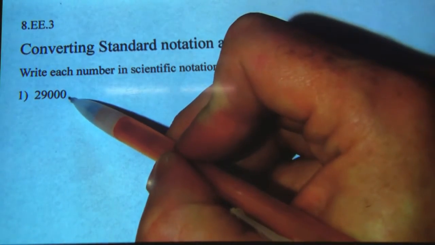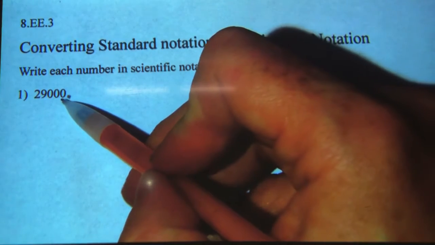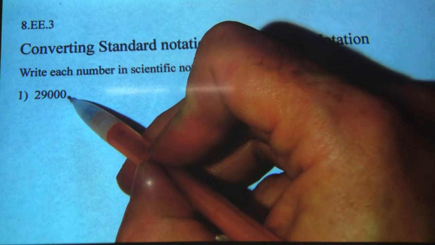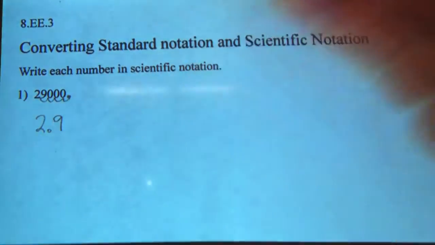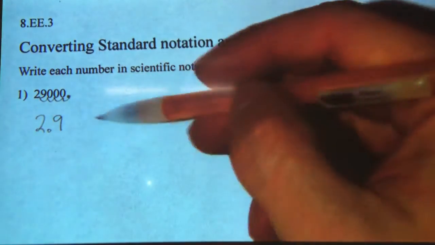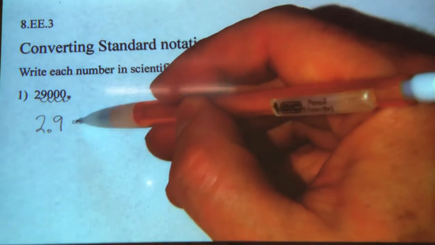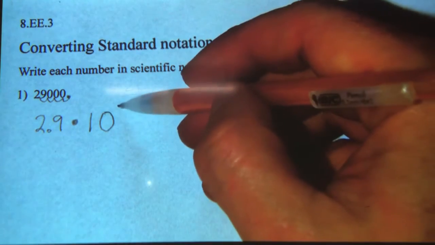The way we do that is, this has a decimal at the back there. You're going to move this decimal until you have a number with a value between 1 and 10. So I'm going to move this once, twice, 3 times, 4 times. If you move it to that spot, you have the number 2.9. Now obviously 2.9 is not equal to 29,000, so we want to have the same value of 29,000 but written in scientific notation. So we always multiply that by a power of 10, 10 raised to some power.